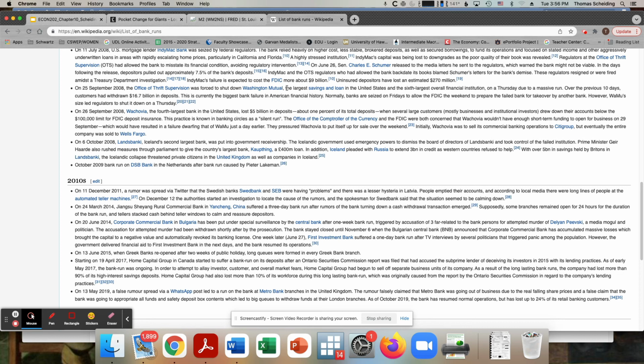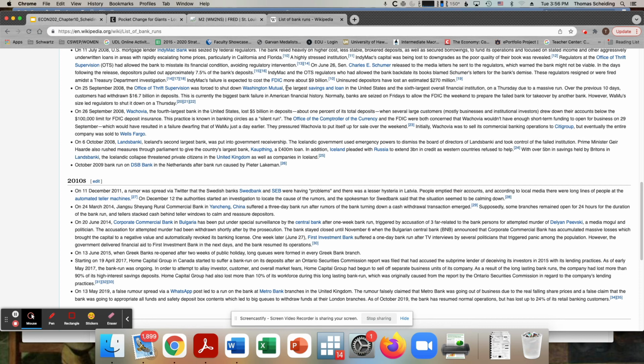Basically, what happened for Washington Mutual is that there was a lot of money going out. The deposits started going out. They had made a lot of housing loans. The housing market collapsed. All these loans were bad, and people started wondering, is my deposit going to be there? And so they all started going to the bank.